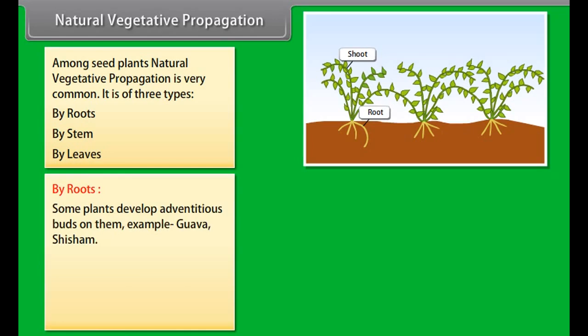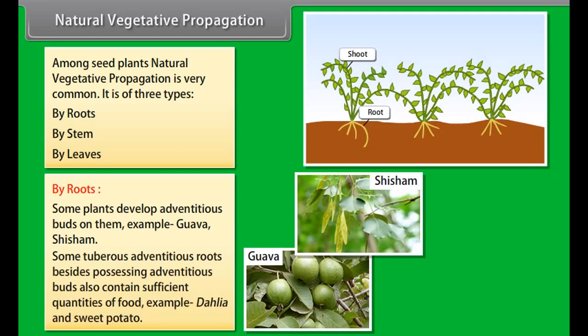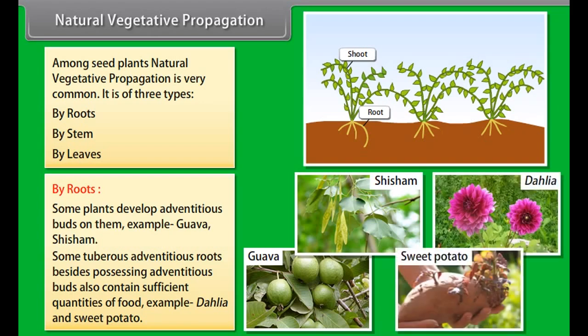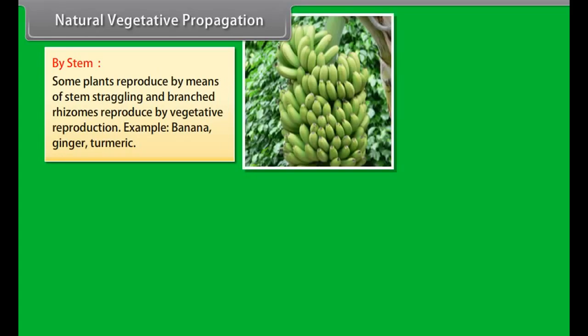Vegetative propagation is of two types: natural vegetative propagation, artificial vegetative propagation. Natural vegetative propagation. Among seed plants, natural vegetative propagation is very common. It is of three types: by roots, by stem, and by leaves.